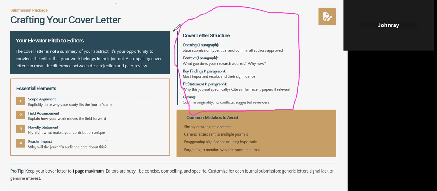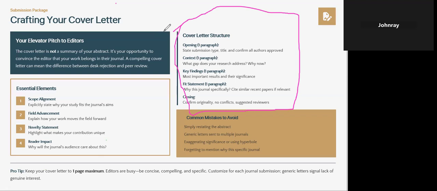Your first paragraph, which is the opening, states the submission type or title and then confirms all the authors' approval. That is, yes, we are to submit this, this is the title, and all the authors have approved it.